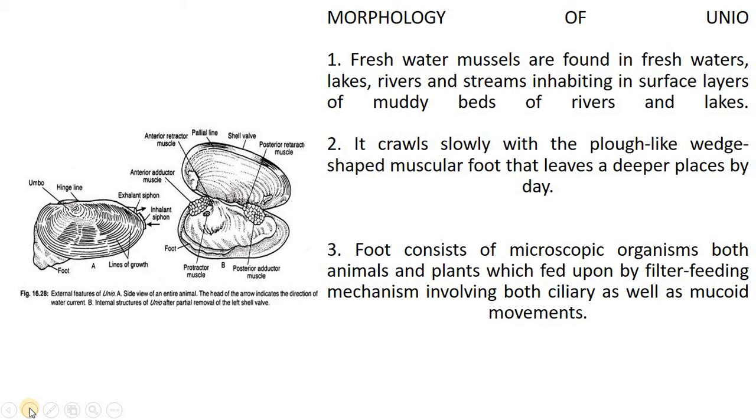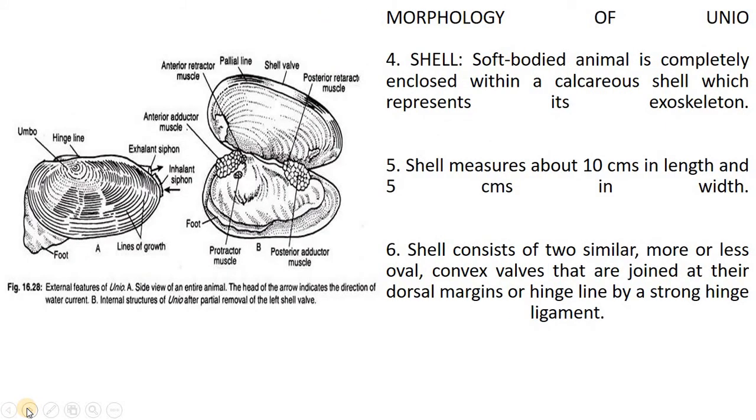During the daytime, it dwells in deeper places, and it is a slowly moving organism, moving with the help of the muscular foot. The food consists of microscopic organisms, both animals and plants, which it feeds upon by filter feeding mechanisms involving both ciliary and mucoid movements. So this animal is a filter feeder.